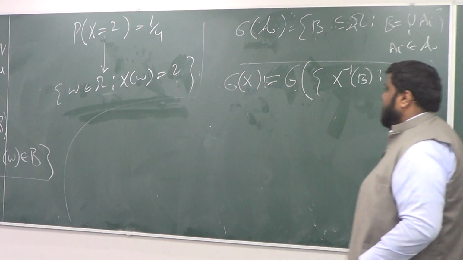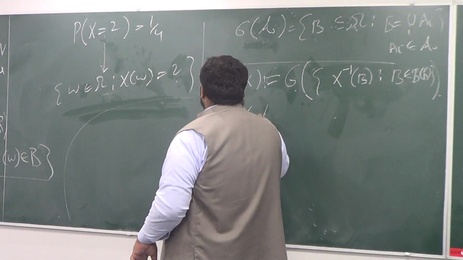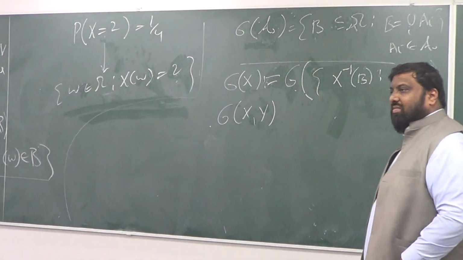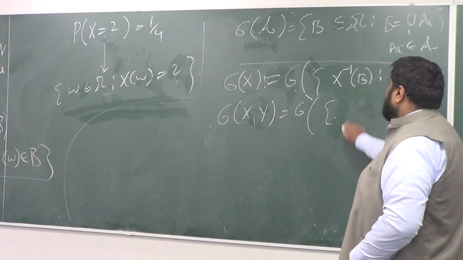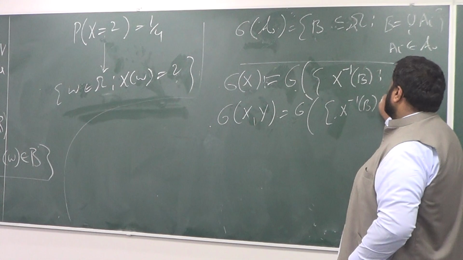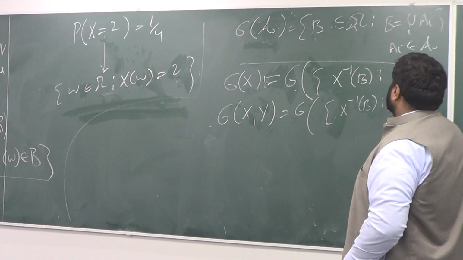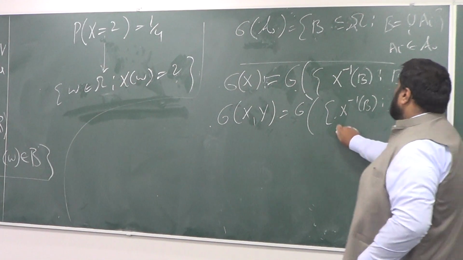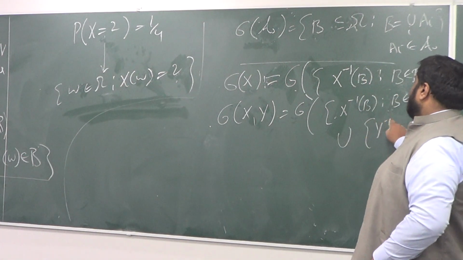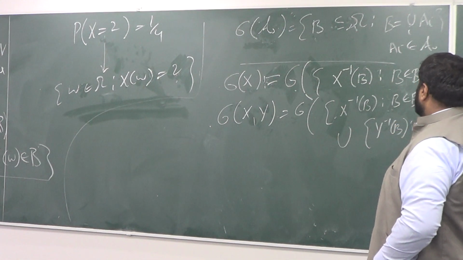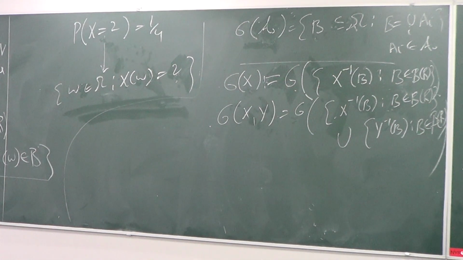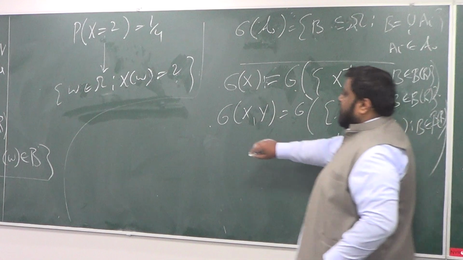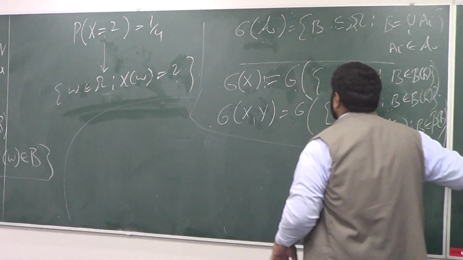I can even generate a sigma algebra from two random variables. What would that be? That would be the sigma algebra generated by the collection X inverse of B, where B is from the Borel sigma algebra, union Y inverse of B, where B are from the Borel sigma algebra. Something trivial. Is it making sense? And I can go on, but let's just stick with this.